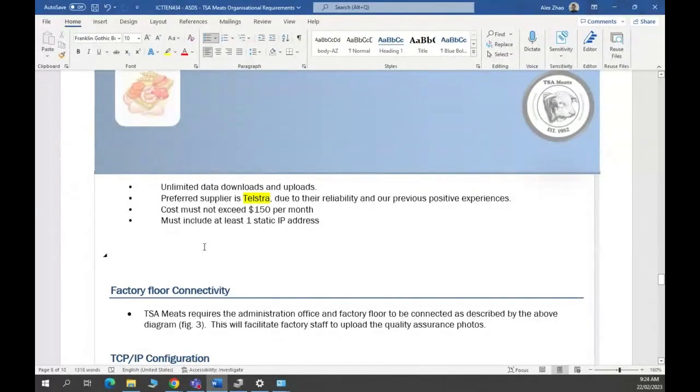A lot of companies have their preferred suppliers. If you haven't noticed, all of our computers in this TAFE campus are Lenovo. Why? Because they've got the contract to supply TAFE and other government departments, so they're our preferred suppliers. So can we go out and buy a Dell computer? Not really. We'd be breaking our rules, and we'd be breaking our contract. So if the company says their preferred supplier is Telstra, just use Telstra. Don't give your own comments, just use Telstra. And the cost is $150 per month, and you need 1 static IP address.